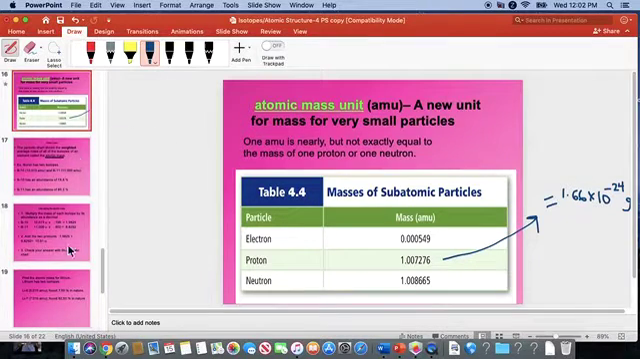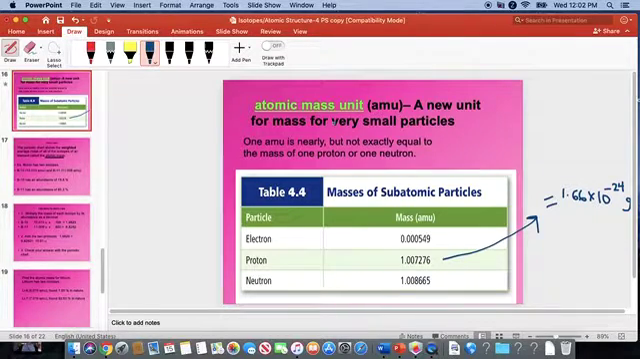This is a PowerPoint that I put on Canvas a long time ago. I will resubmit this so you can look at this also without the video notes. This slide talks about how scientists came up with a new unit for mass for very, very tiny objects.